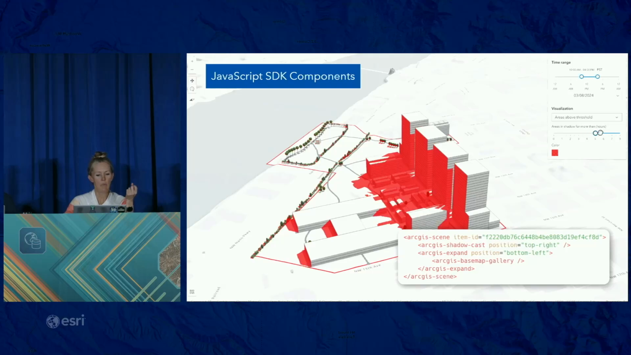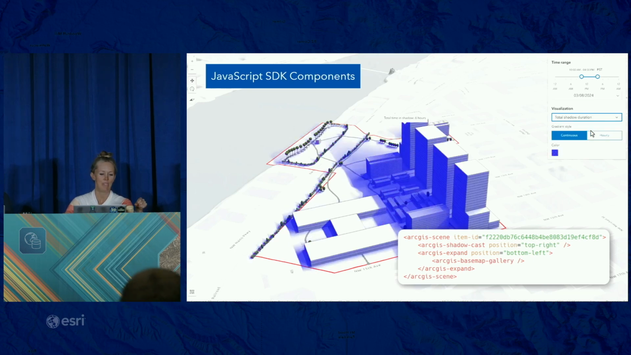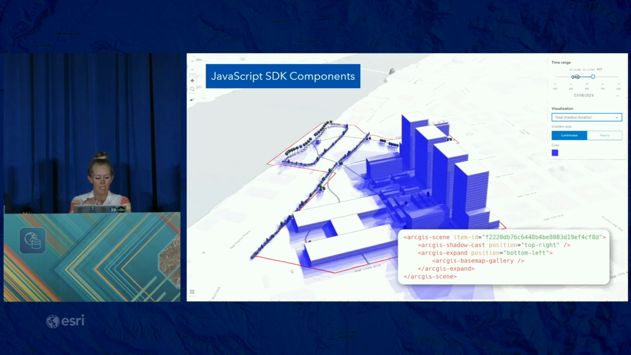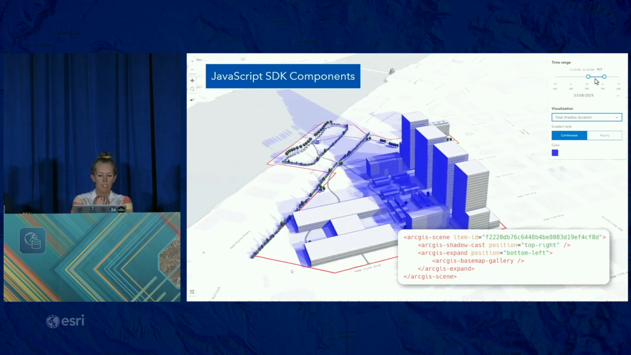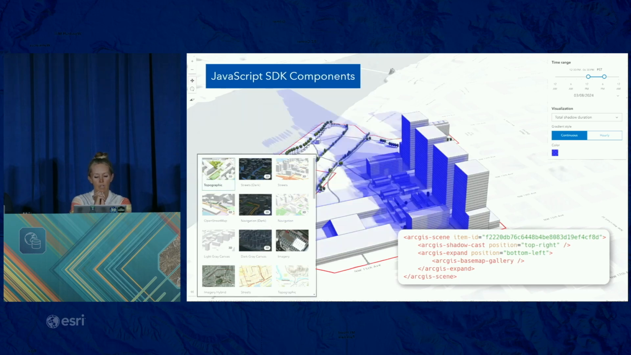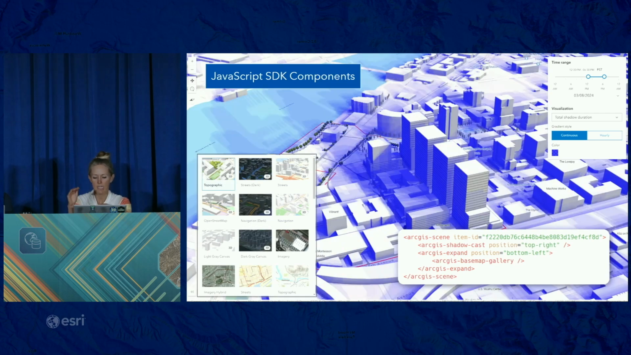Okay, so all about components. I felt like the best way to start this is to really just look at a very basic app. This is doing a shadow analysis. It's got a little base map toggle. And really the code you need to create an app like this is simply using that simple ArcGIS scene. It's adding the shadow cast component and expand and then base map gallery.